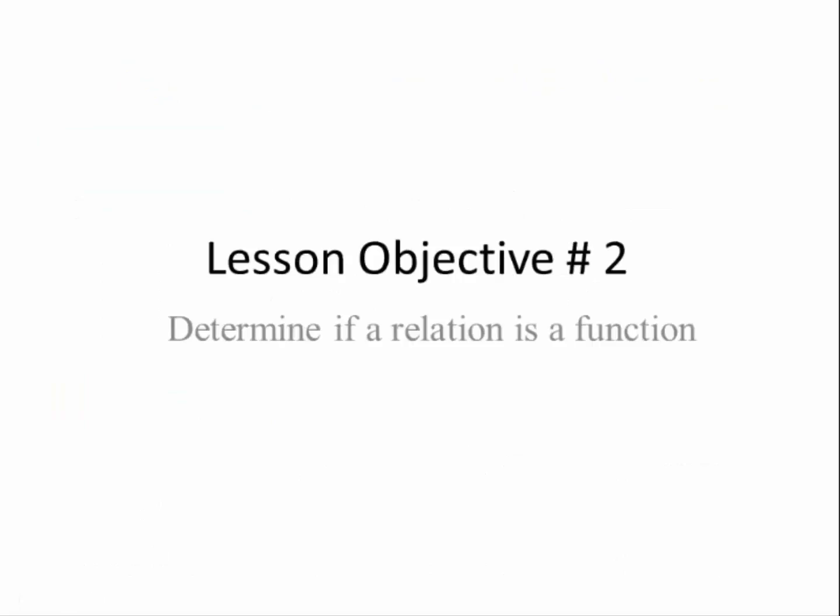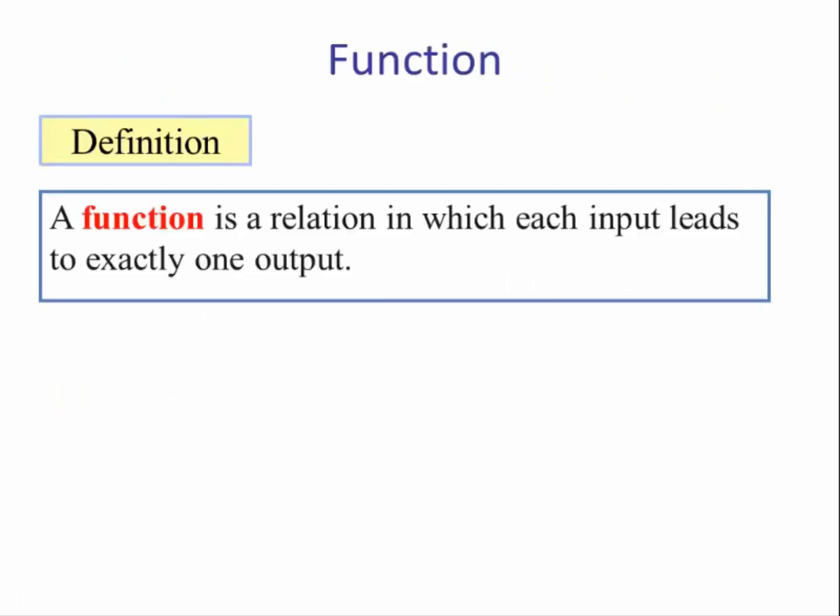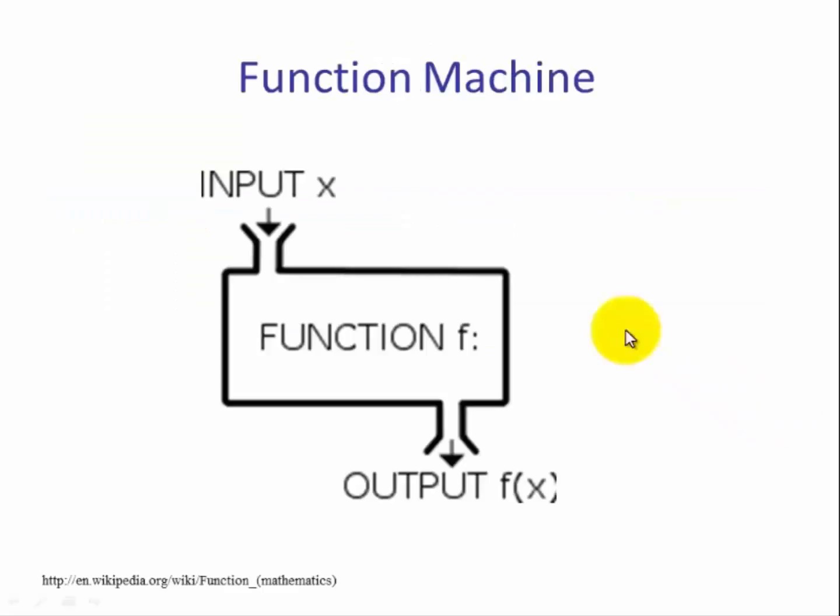Lesson objective. Definition. A function is a relation in which each input leads to exactly one output. So here we can think of this as a function machine. You put in an x, the function spits out what is called an f of x, an output. We'll talk more about f of x later.